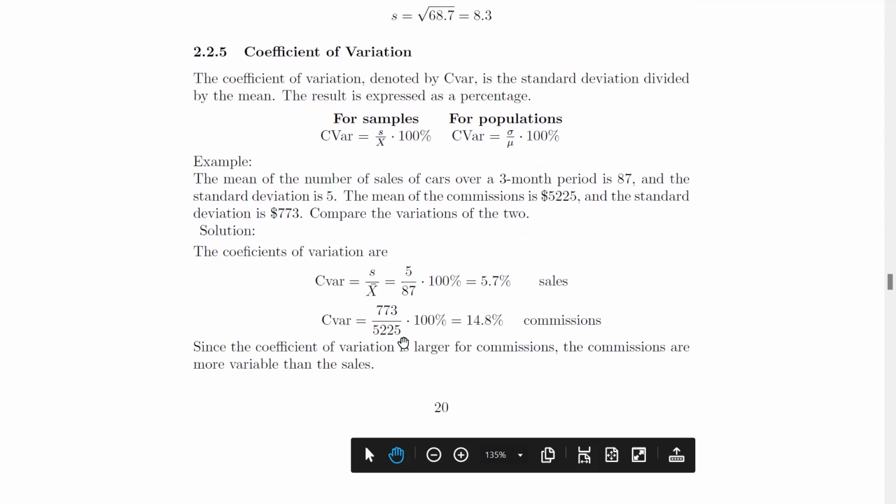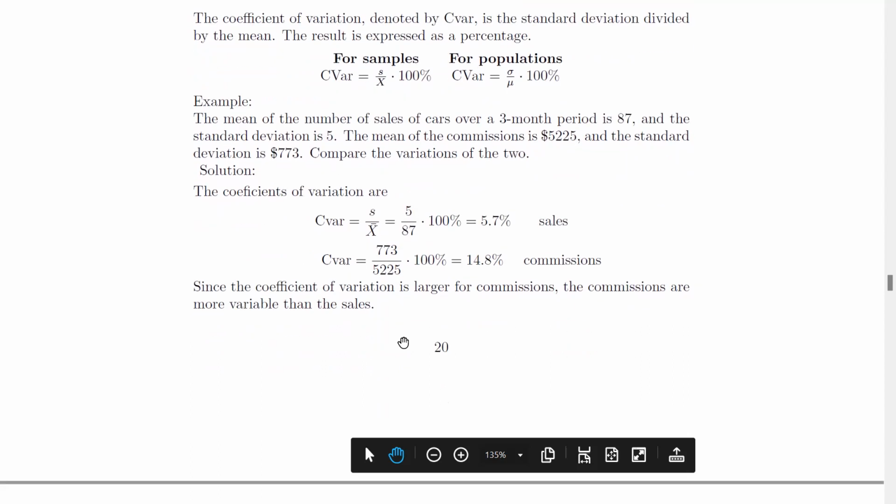So there's an example here. The mean of the number of sales of cars over a 3-month period is 87, and the standard deviation is 5. Now the mean of commissions is 5225, and the standard deviation is 773, okay? Now compare the variations of the two.